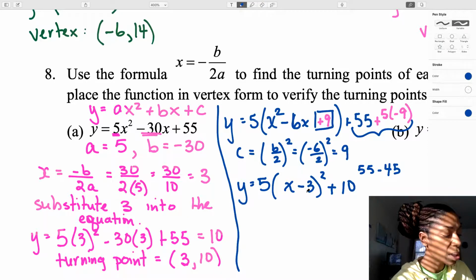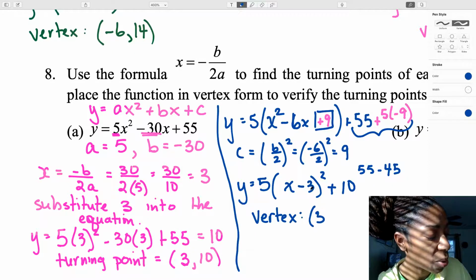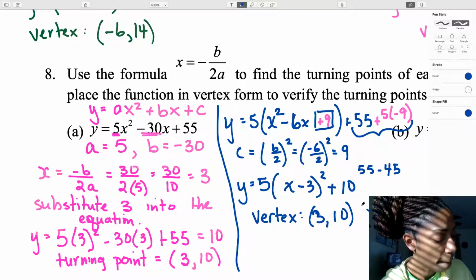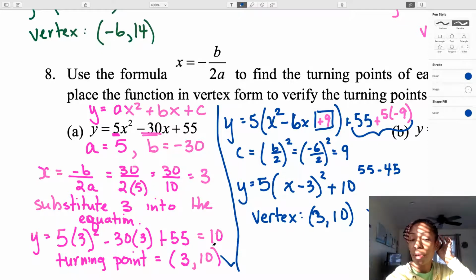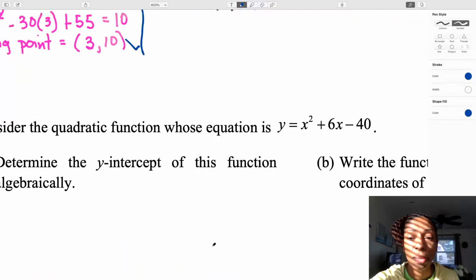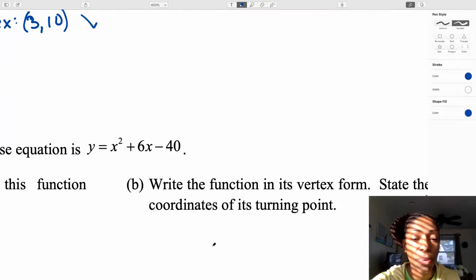Right? So now it's in vertex form. Can you tell what the vertex is? Well, the vertex is going to be positive 3, because it's the opposite of what's in the parentheses, and 10. It is confirmed, because we got the same vertex when we did it using the formula. Okay. I'll leave that one for you to do on your own.